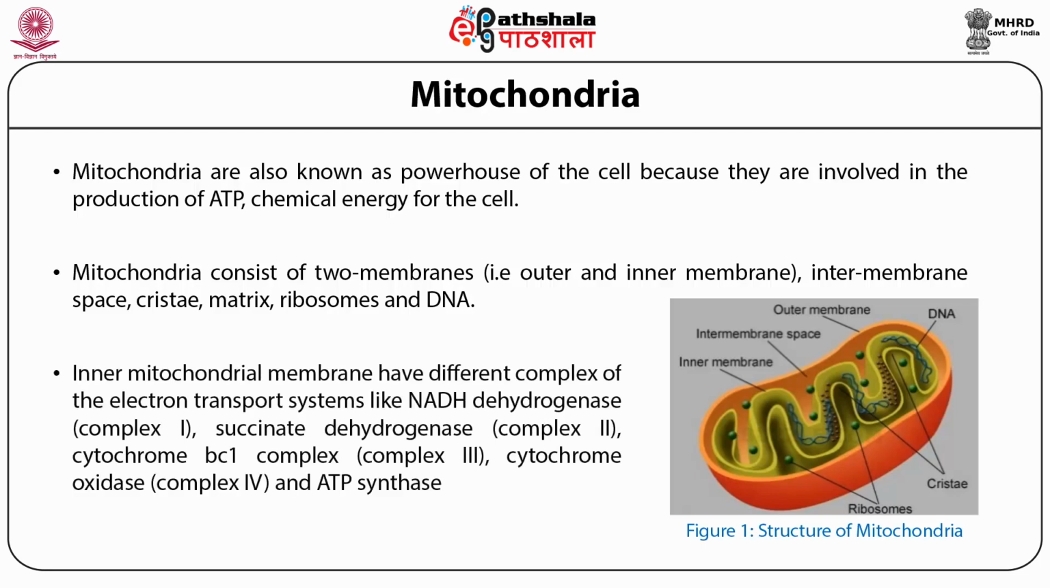The inner mitochondrial membrane has different complexes that are responsible for ATP synthesis. Those complexes are complex first, second, third, fourth and fifth. If you see the orientation of the complexes in the inner membrane, all the complexes are arranged in such a way that proton transfer takes place from the matrix to the intermembrane space, except complex 5, which is arranged in such a way that it transfers protons from the intermembrane space back into the matrix.